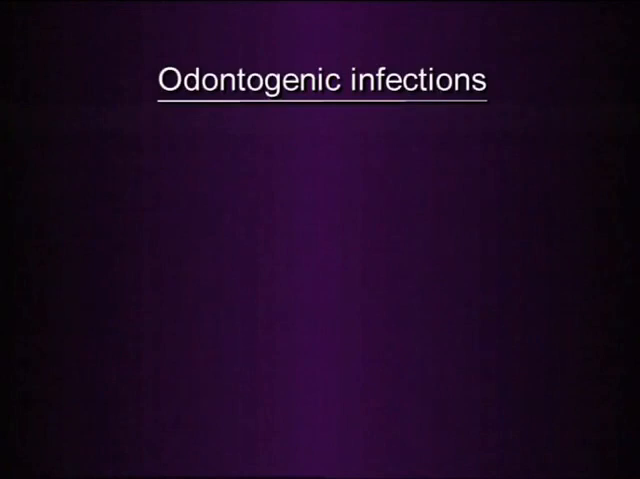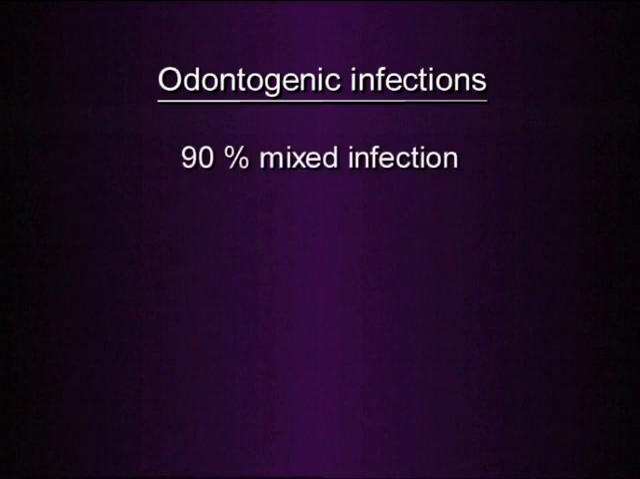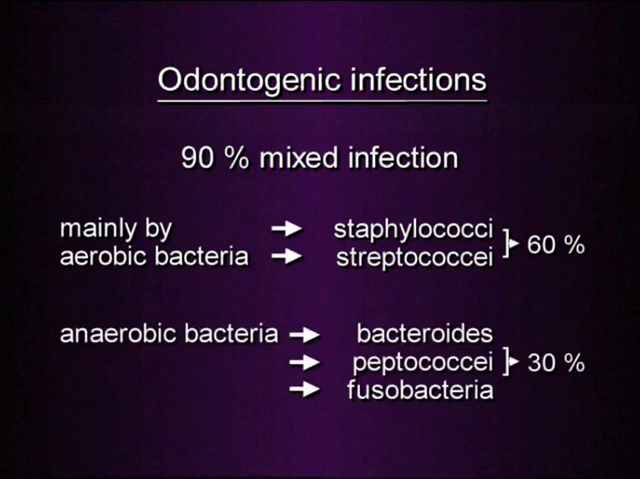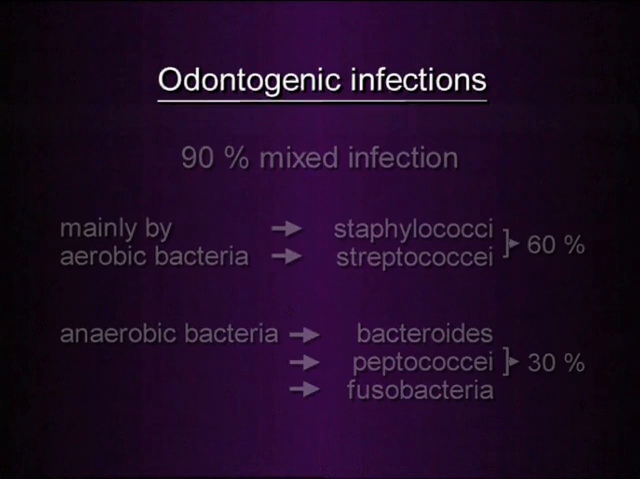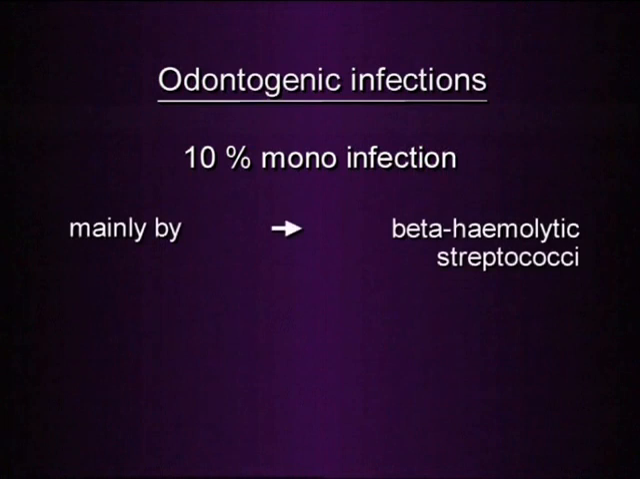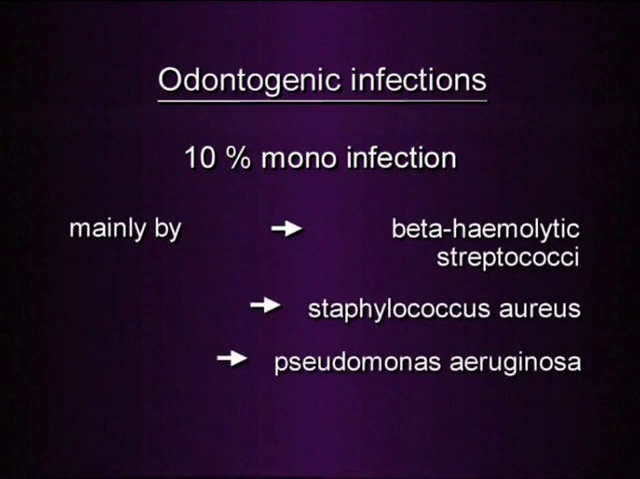Infection nowadays is a mixed infection in over 90% of cases, mainly by staphylococci and streptococci. However, anaerobic bacteria are the main culprits overall, not only qualitatively, but also quantitatively compared to aerobic flora, for instance Streptococcus viridans. In the other mono-infections, beta-hemolytic streptococci, Staphylococcus aureus, and Pseudomonas aeruginosa are the most important organisms.